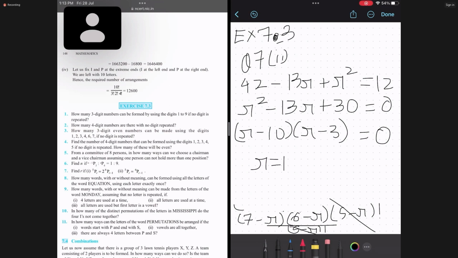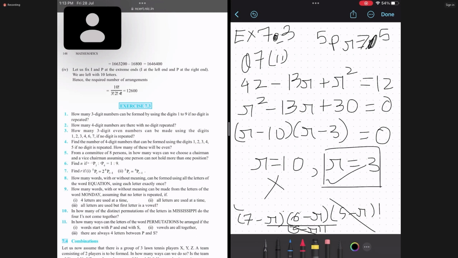So we have r equals 10 or r equals 3, but we are going to reject one answer. We are going to reject 10 because we cannot have r being greater than the n in the permutation. We have 5pr which is given in the question. r cannot assume a value that is greater than 5, right? So r equal to 10 is rejected. r equal to 3 is our final answer. Correct. Moving on.